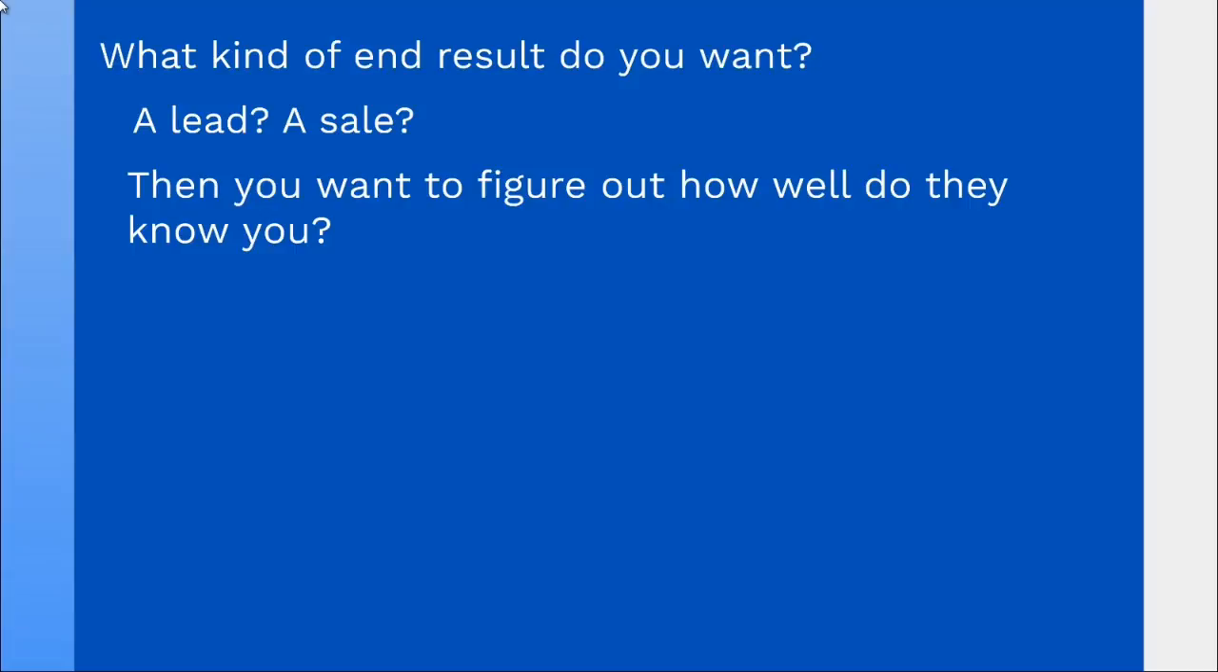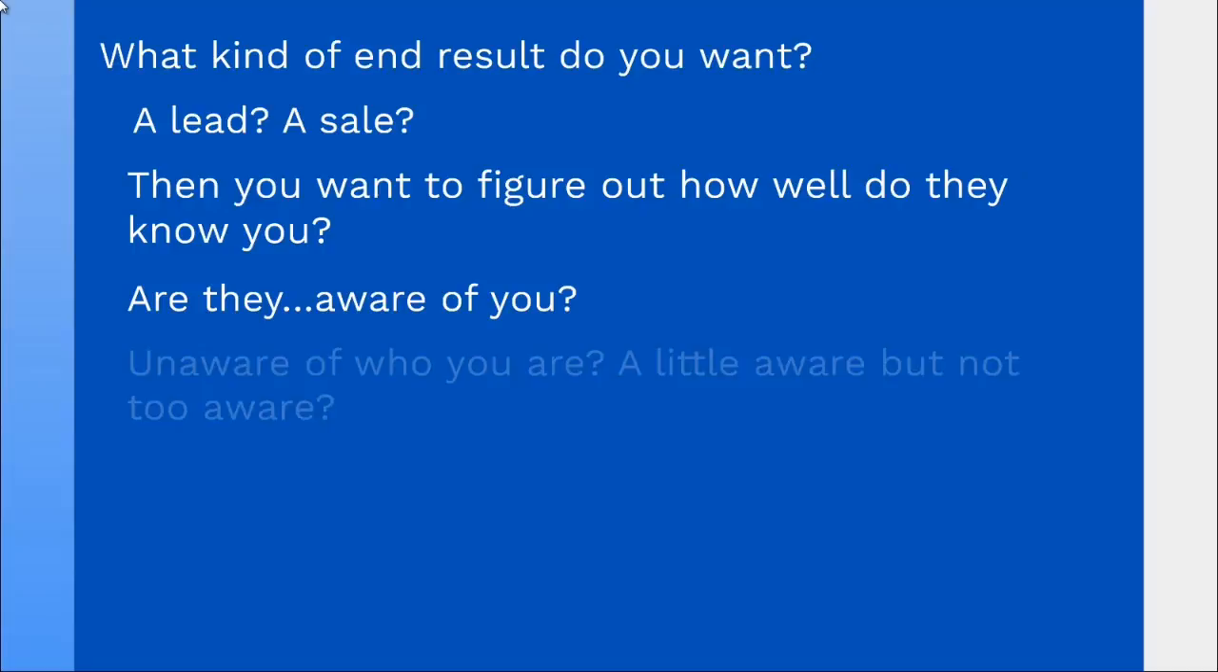Then from that point, you need to figure out how well do they know you? Are they aware of you? In other words, are they customers? Are they people that already have bought something from you? So they're very aware of you. They know who you are. They are what we call a warm or hot lead. A cold lead, on the other hand, is somebody who has never heard about you and they don't know you.